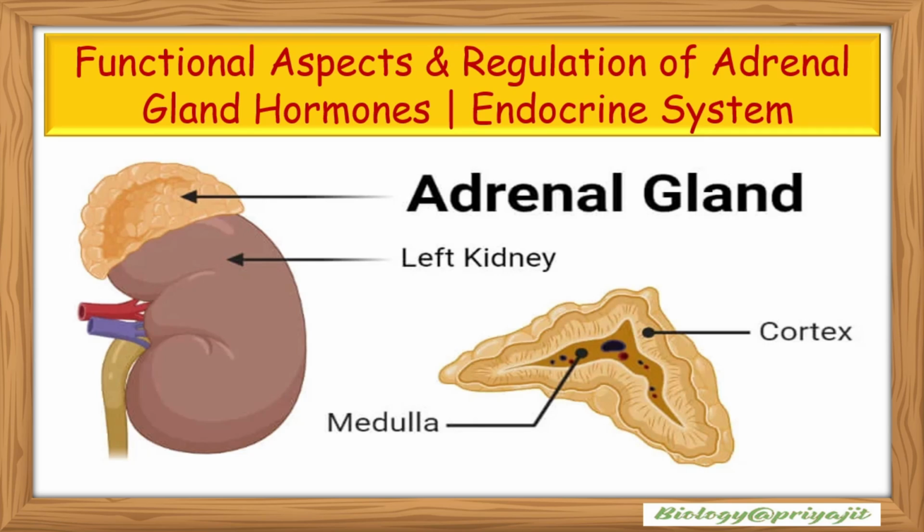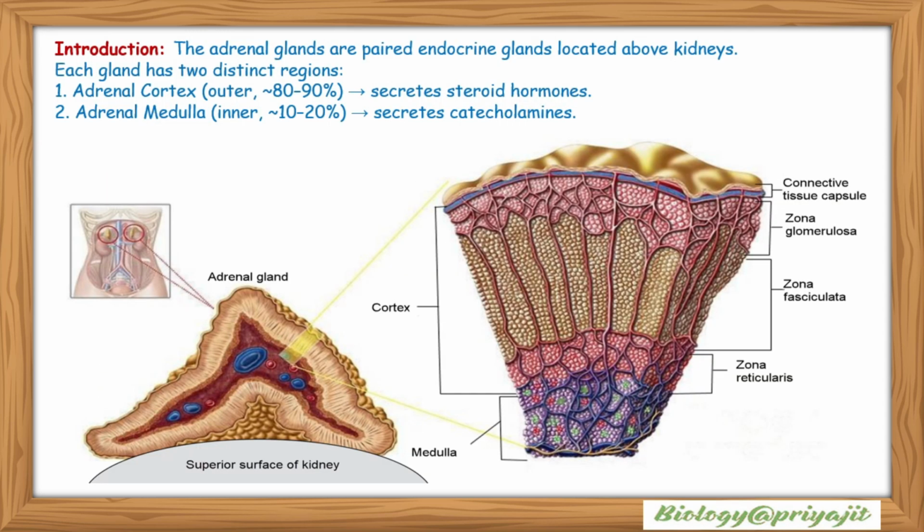Today we will explore the functional aspects and regulation of hormones of the adrenal gland, the body's stress handling and energy regulating powerhouse. We will learn how adrenal cortex hormones like cortisol and aldosterone and adrenal medulla hormones like adrenaline and noradrenaline work together to manage metabolism, stress response and water electrolyte balance. By the end of this class, you will understand how this gland equips our body to stay alert, balanced and adaptive under all conditions.